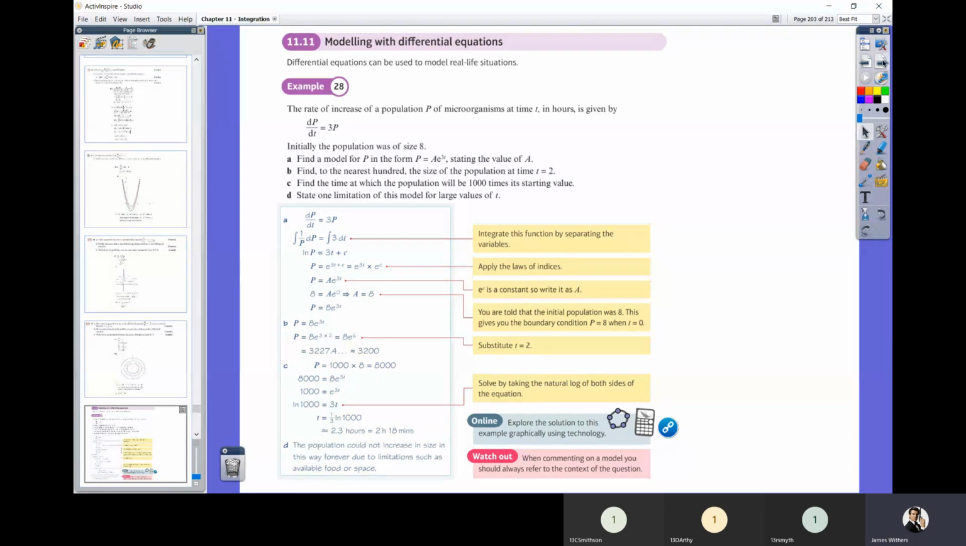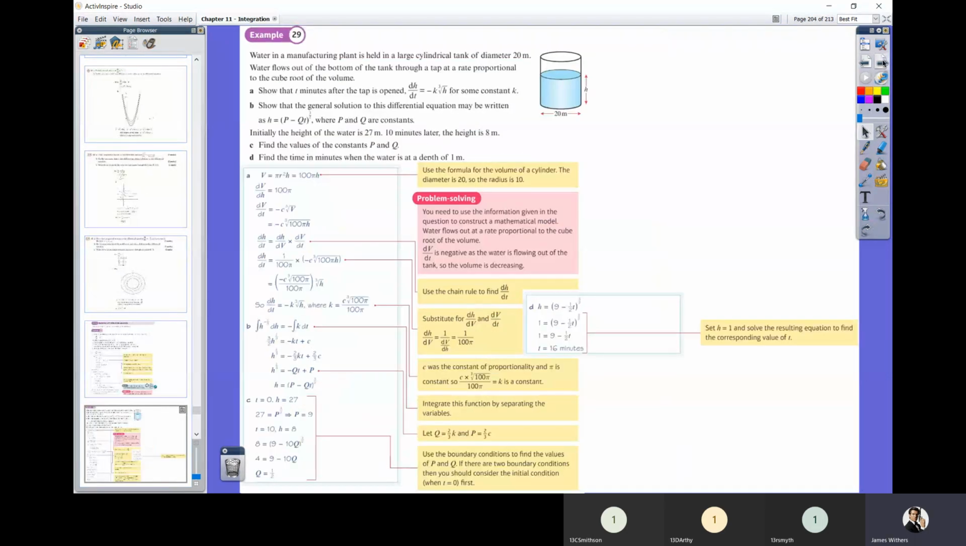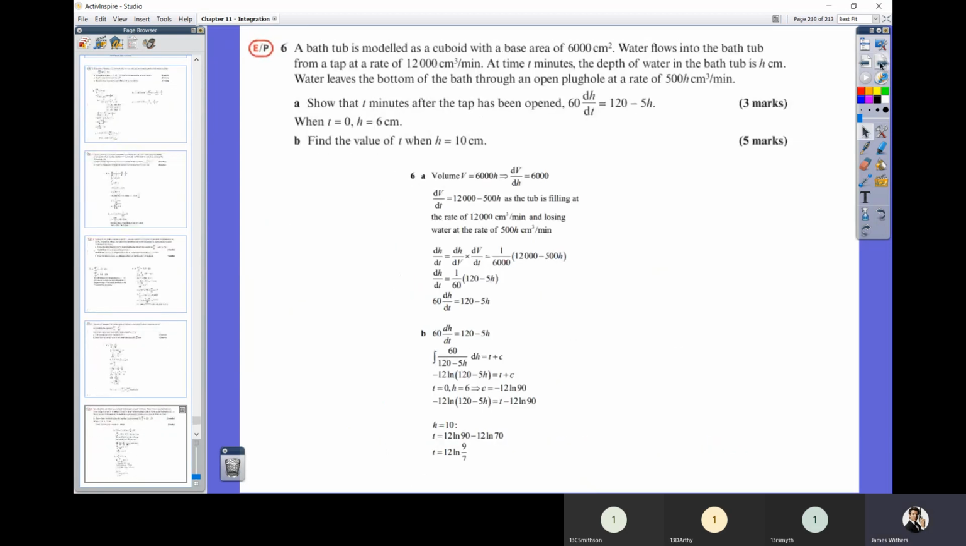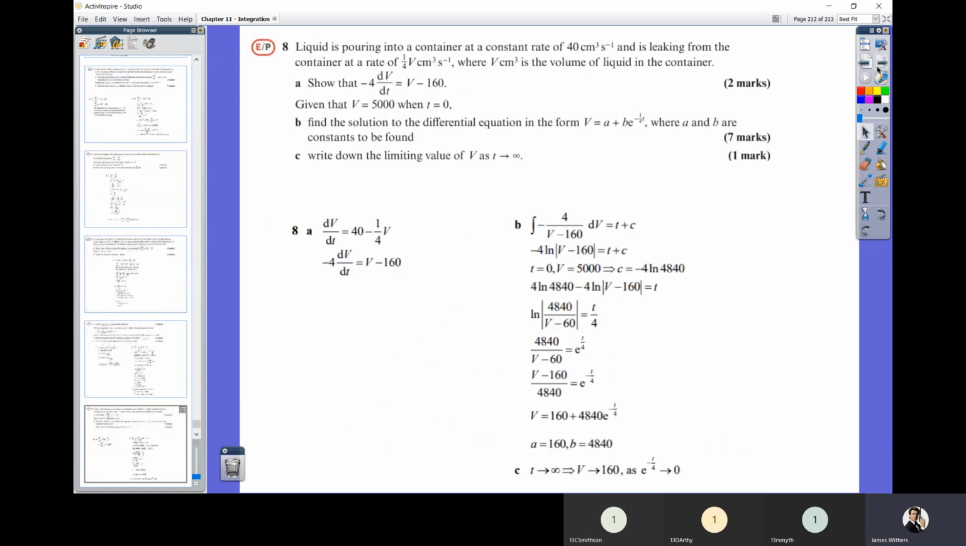So I think we have an example or two. Yes, a couple of examples. Work your way through those, and then there's just a few questions to finish off. I'm sure by the time you've done that, you're going to be absolutely sick of integration.